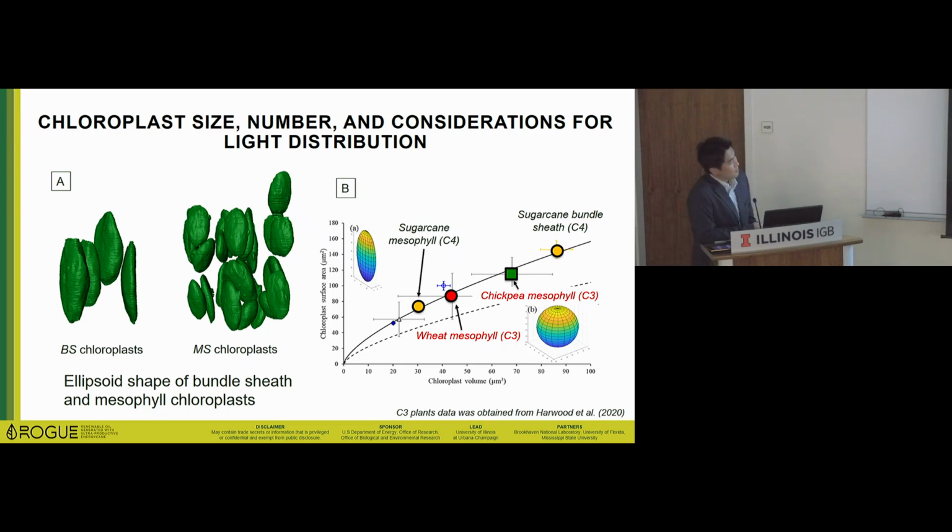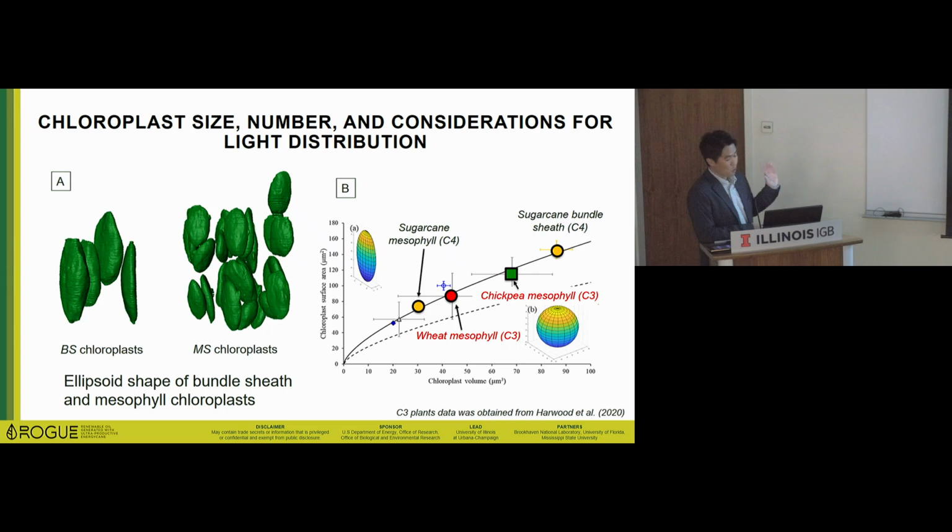So let's move on to the next panel. It shows the relationship between the chloroplast volume and the surface area. Red indicates the wheat mesophyll cell, and the green rectangle indicates the chickpea. Chickpea and wheat are both C3 plants. And yellow indicates the sugarcane, which is C4. The yellow circle is the sugarcane mesophyll cell, and this yellow color indicates the sugarcane bundle sheath cell.